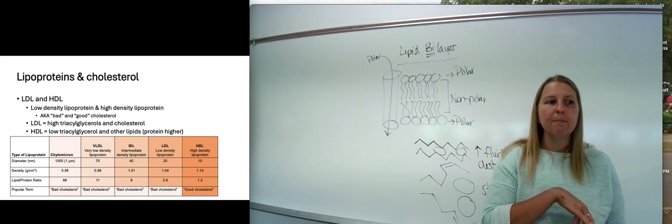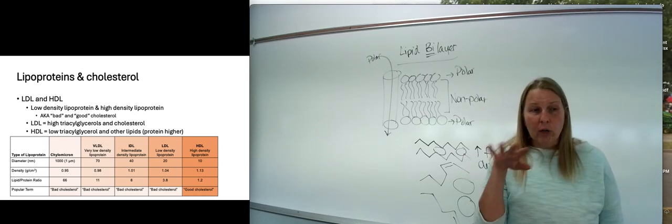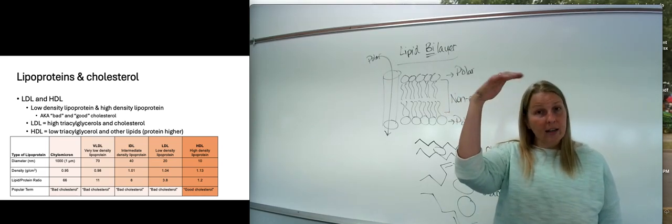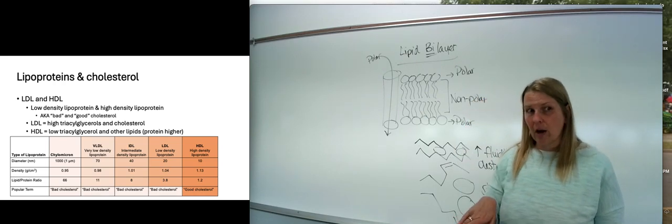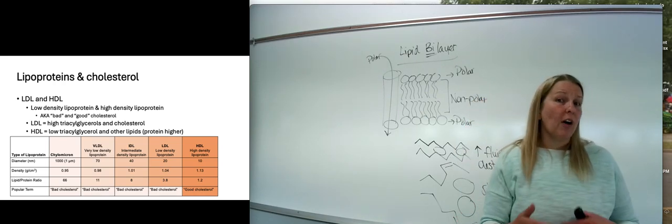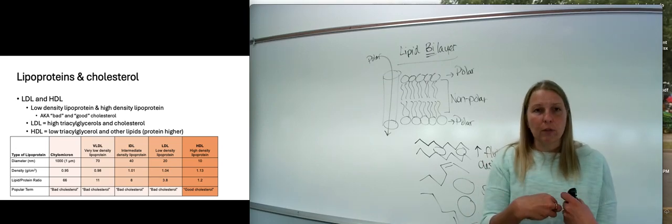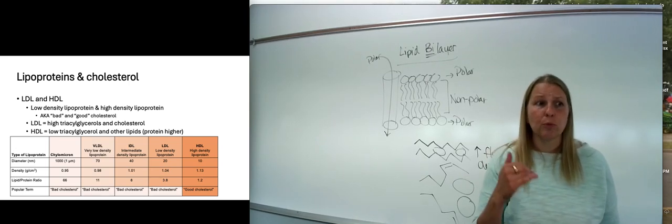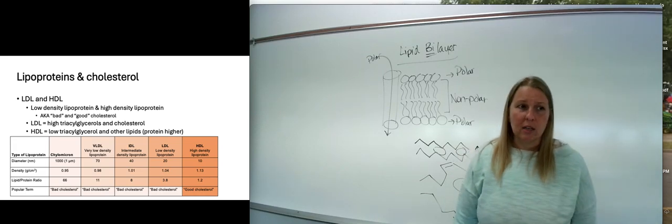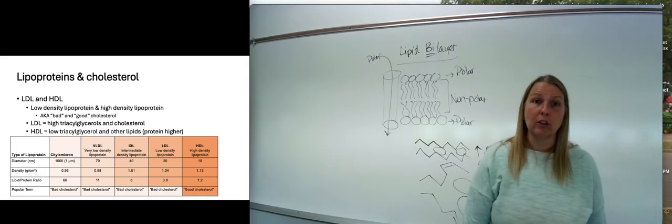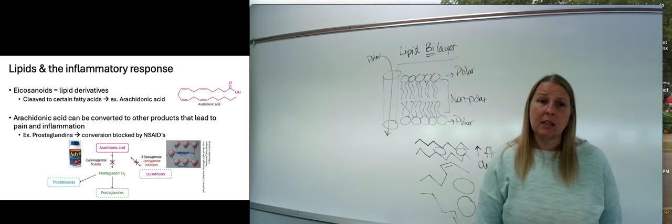But low density, again, we have low density and high density. High density we talk about as being good. We got less of those triacylglycerides and other lipids, so we have higher proteins for delivery. But again, too much of those fats just hanging out in your bloodstream, that's really not good. So this is just from your book that shows you the lipoprotein combination if you've heard of these bad and good cholesterols before.